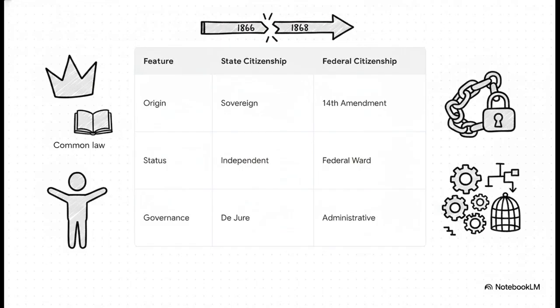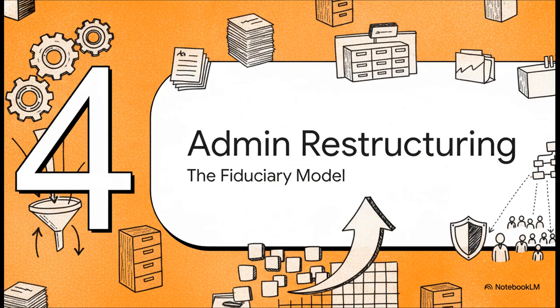So what did this do? It resulted in the conversion of sovereign state citizens into federal citizens. The Civil Rights Act of 1866 and the 14th Amendment created this new class of federal citizenship, which legally rendered individuals as wards under a federal guardianship. And because they were now classified as dependent wards, they became subject to administrative regulation rather than the original common law framework.